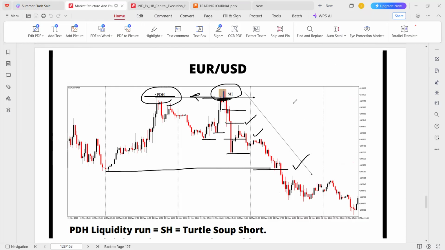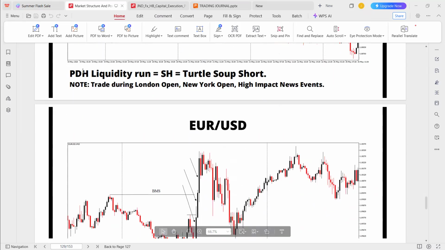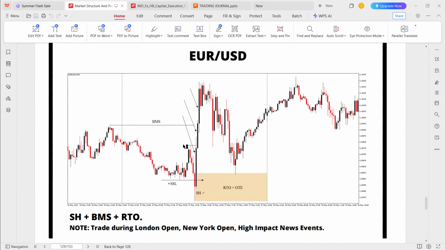So always try to aim for a piece of the cake, not the whole move. Especially if you're still struggling to book profits, just go for something you can take and call it a day. So these are just the definitions.